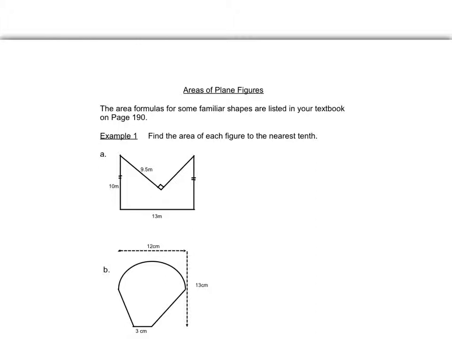The first one appears to be sort of a rectangle with a piece cut out of it. And so what I would like you to do is envision this as a completed rectangle, but we have cut a triangle out of that rectangle. So in other words, the strategy we would like to use here to find the area is to find the area of the completed rectangle, and from that we're going to subtract the area of the triangle at the top.